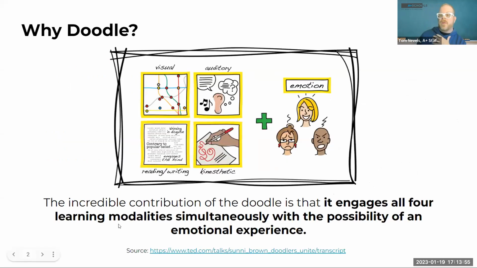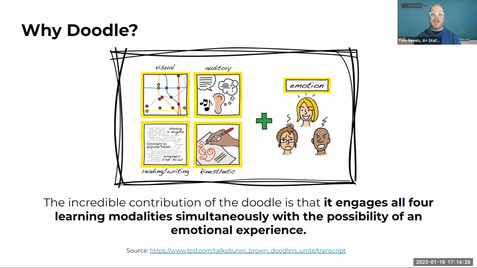We know that in order to retain information and recall information, we need to make connections with information. In order to be able to do that, we have to have two modalities engaged: visual and auditory, auditory and reading and writing and kinesthetic, or we have to have one modality and an emotion attached to it. So I'm going to make something visual, but I also have a personal connection. What happens with drawing is that you're automatically making a personal connection because you are the artist.